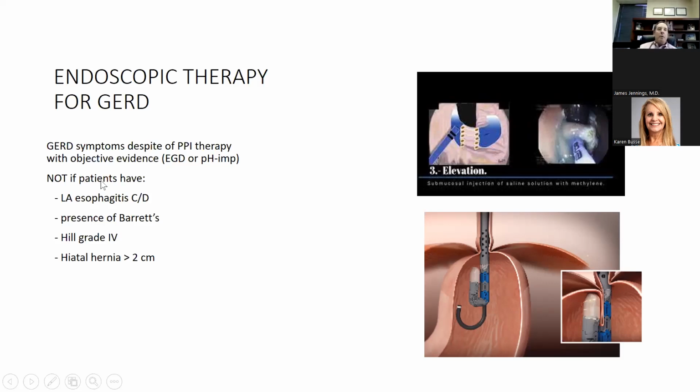So we want to make sure that these patients have objective evidence of reflux. And these have to be very selected patients. We're not going to do this in patients who have Barrett's, severe reflux, large hiatal hernia or Hill grade 4. Actually, it should be a Hill grade 3 or 4. And we don't want a hiatal hernia greater than 2 centimeters. So very selective group of patients we can look at for these devices.